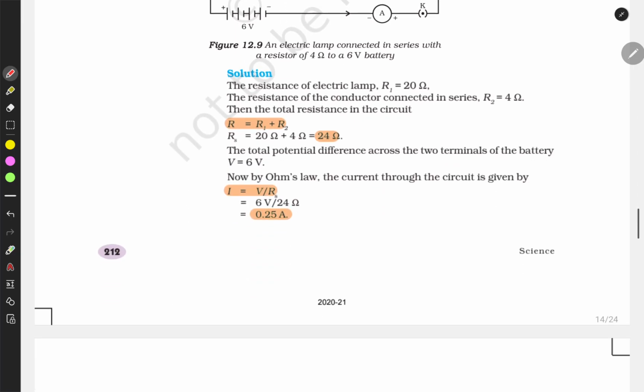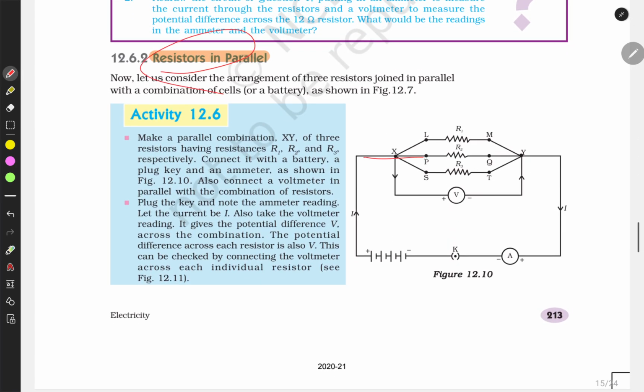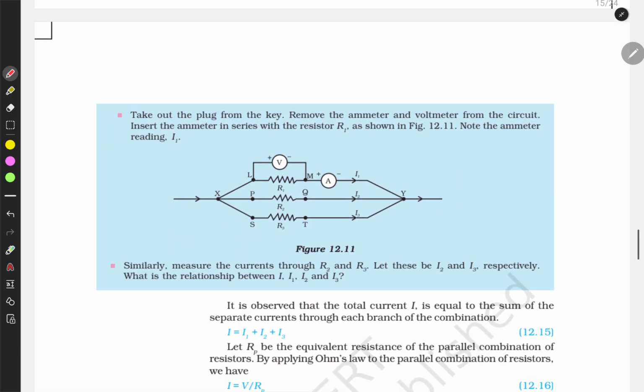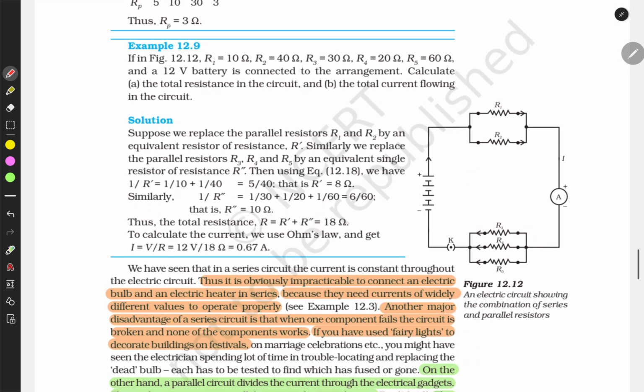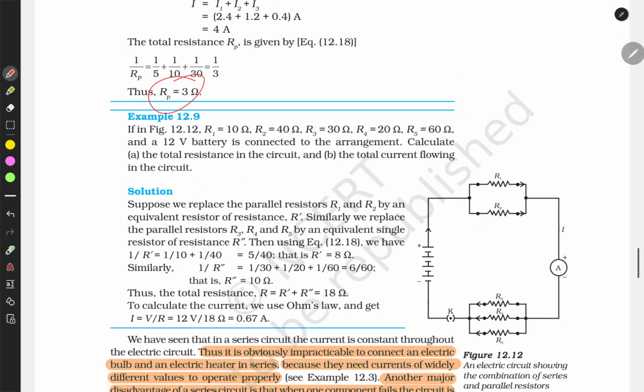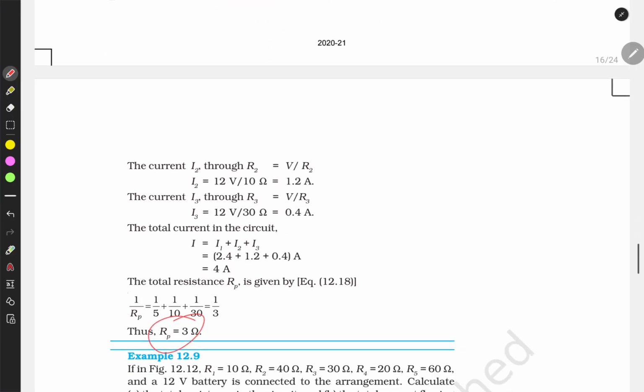So what happens in case of parallel? In case of parallel, when the resistances are in parallel this way, the total resistance can be calculated by this formula: 1/R equals 1/R1 plus 1/R2 plus 1/R3. So the resistance becomes less; the parallel combination of resistors is more efficient.